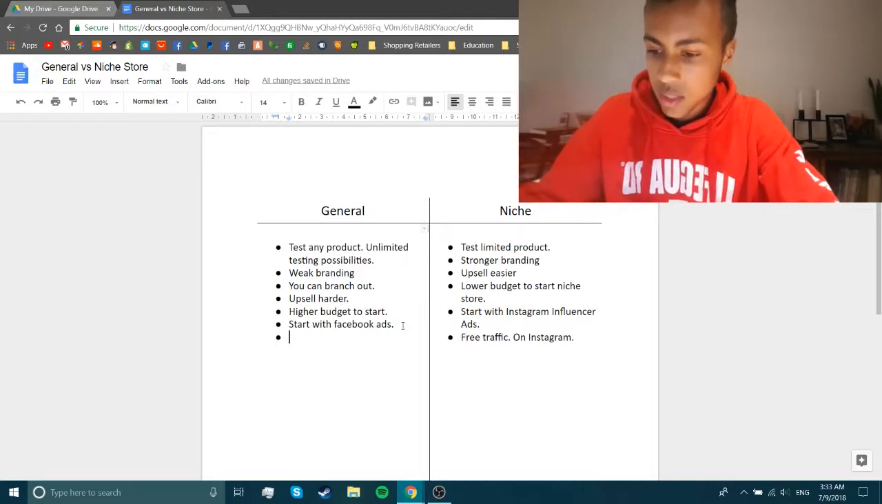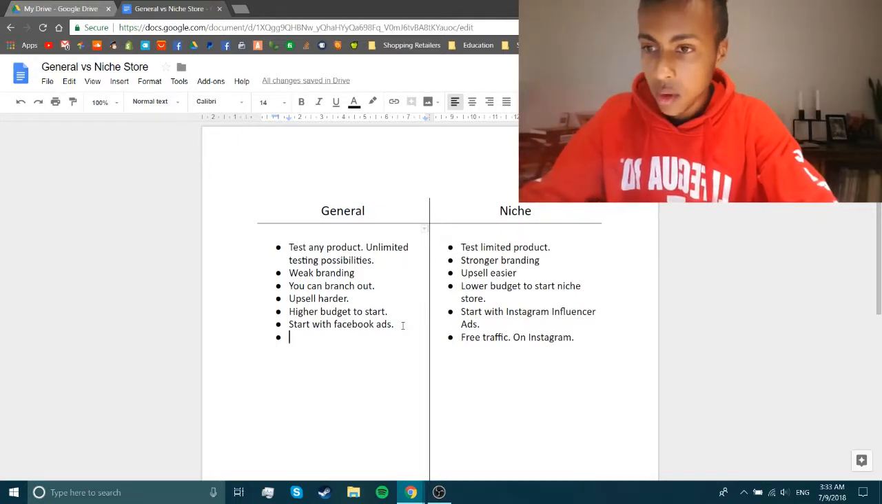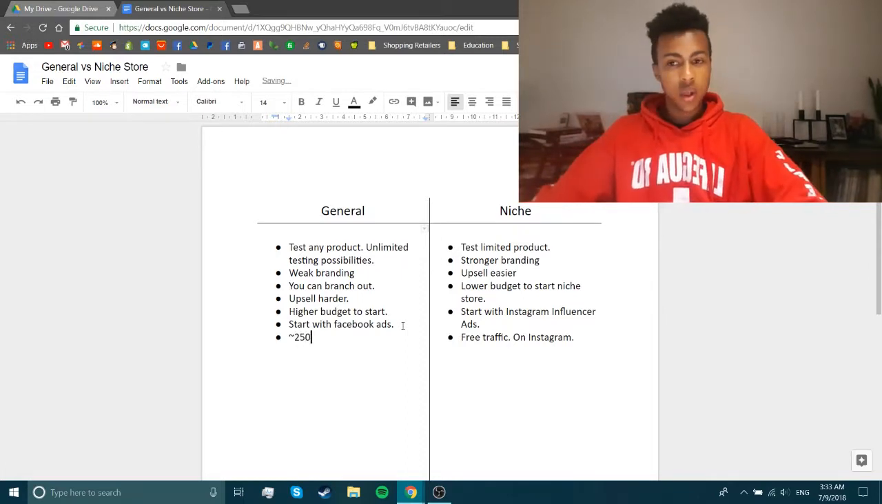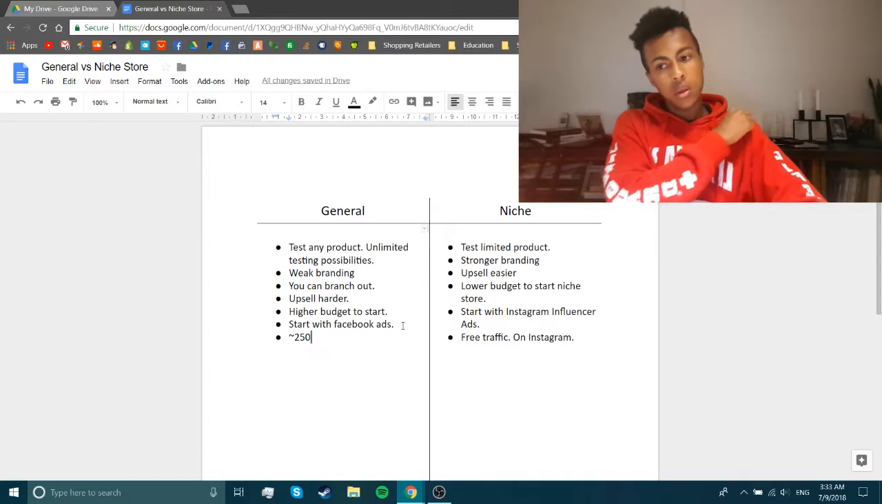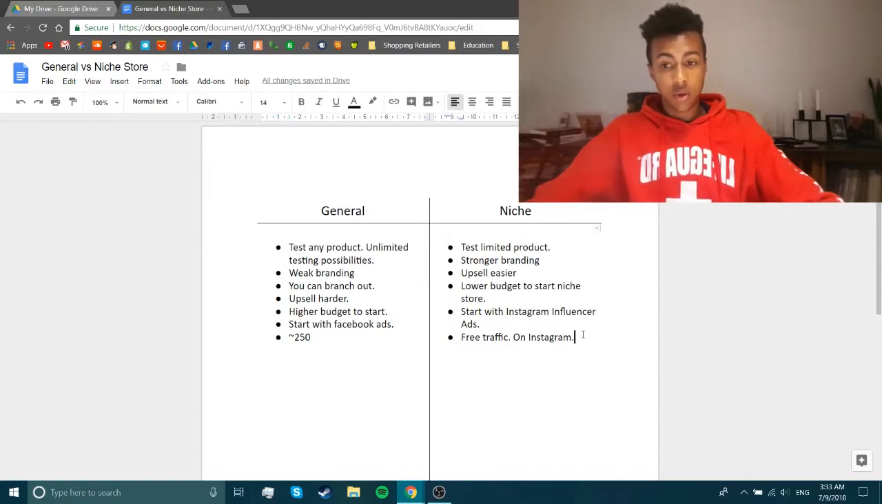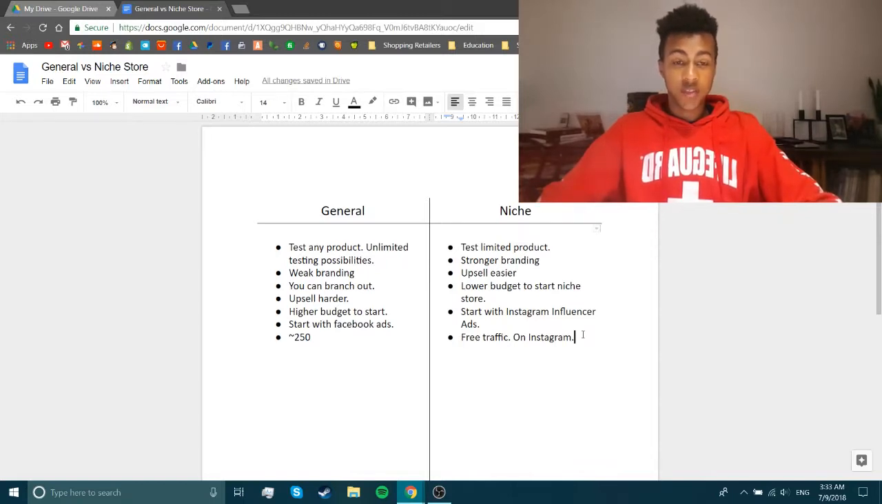And so the startup cost, I would recommend you have... How can I write this on my keyboard, this little swirl? There we go. So I would recommend you have $250 to start a general store, because the marketing is going to be expensive since you have to test all the products. So don't jump into a general store if you don't know what you're doing with Facebook ads, because Facebook ads are the most important for a general store.